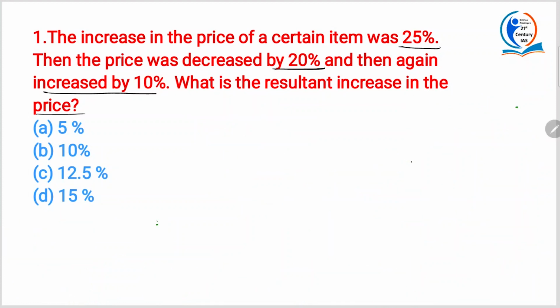See, this is a previous year question. Now we'll get back to the sum. The increase in the price of a certain item was 25%, then the price was decreased by 20%, and then again increased by 10%. This is the previous year question. What is the resultant increase in the price?